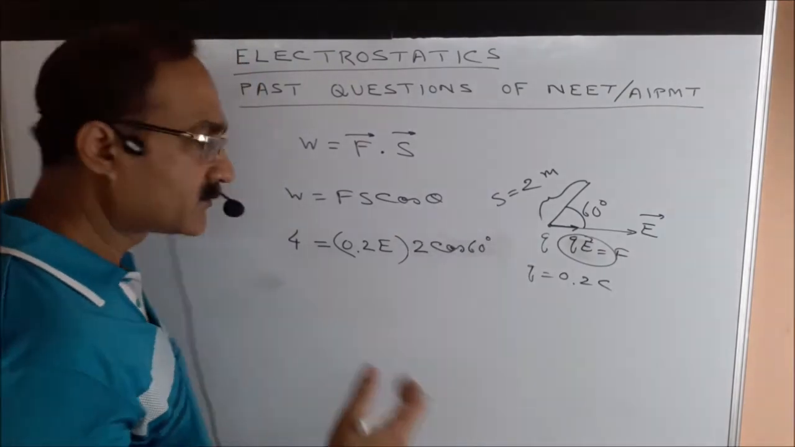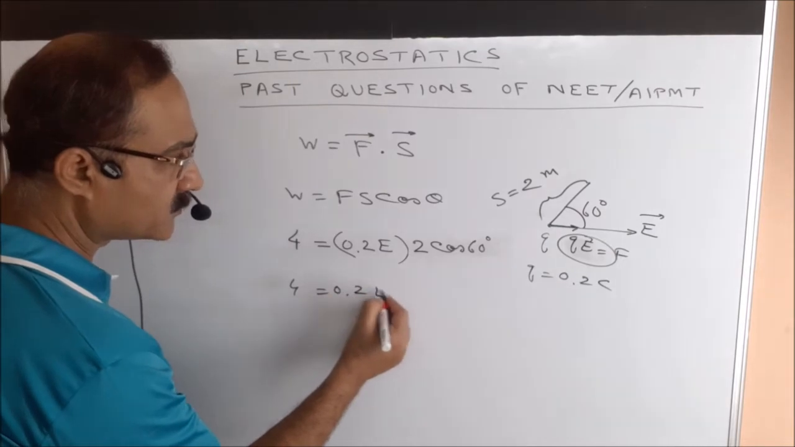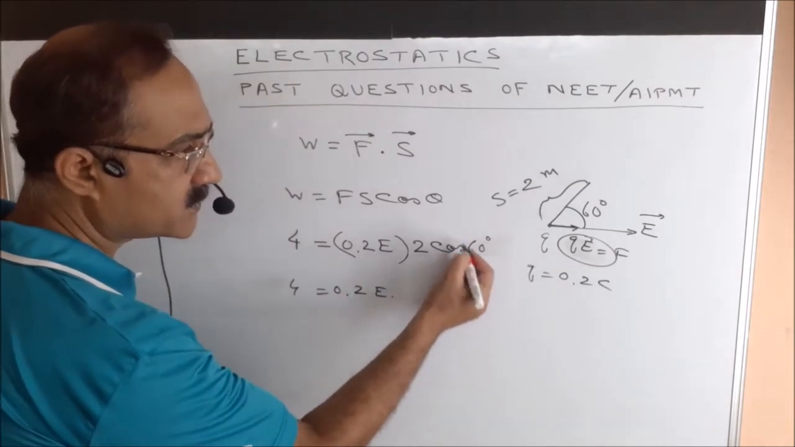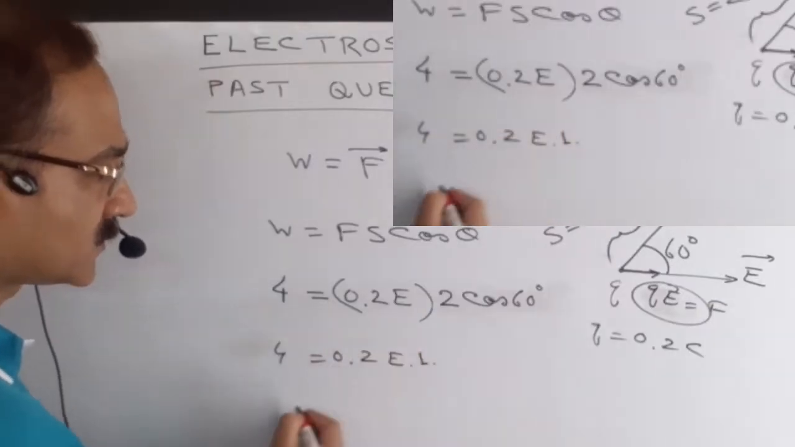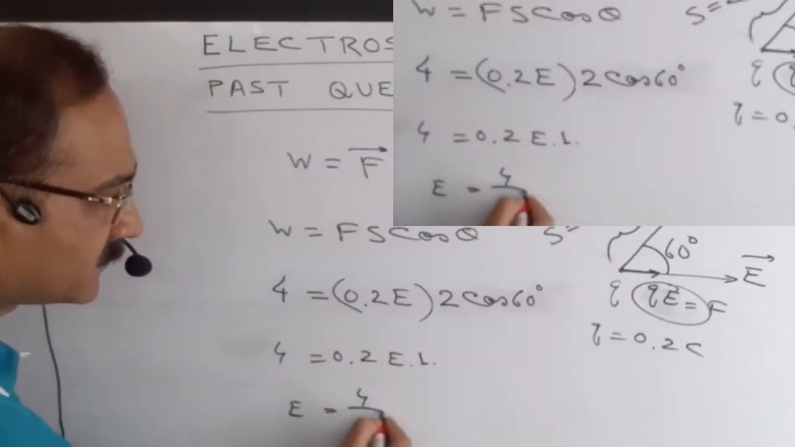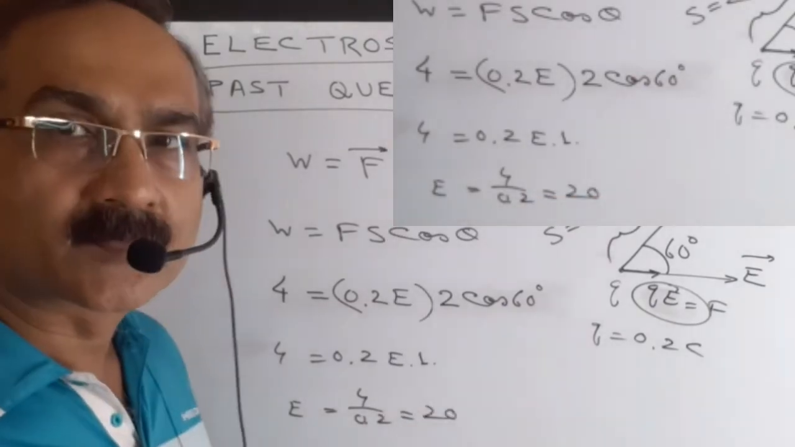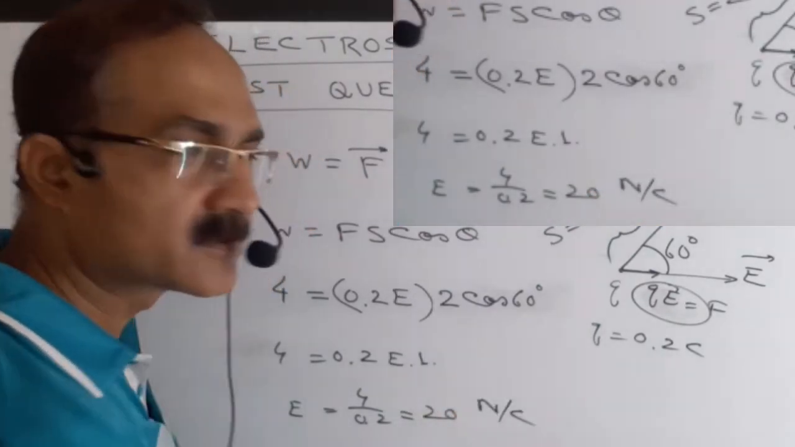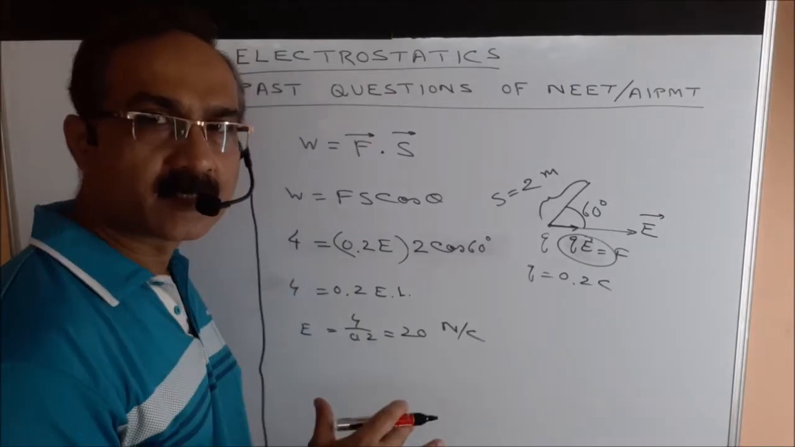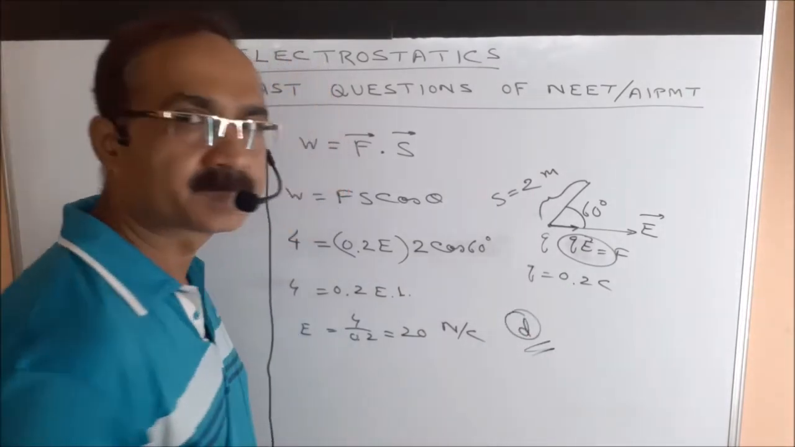So when we solve it, what we get is 4 equal to 0.2 E, 2 into cos 60, which is half, so this becomes 1. So E becomes 4 by 0.2, that is 20. So this is the electric field, and the unit is Newton per Coulomb itself. If you see the options, the correct option is option D.